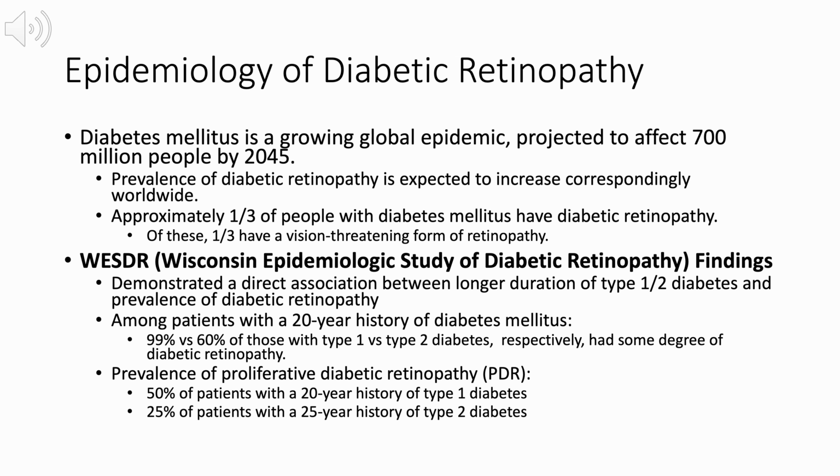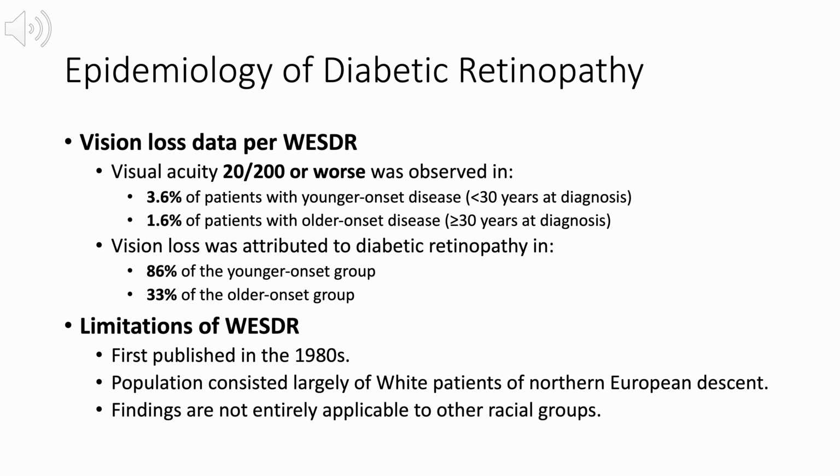Notice that pattern. Type 1 patients accumulate both more retinopathy overall and more proliferative disease, and they do so faster. Having established how common retinopathy is, the natural next question is how much vision it actually costs, and Wester gives us that answer as well. Visual acuity of 20/200 or worse, the threshold for legal blindness in the United States, was observed in 3.6% of patients with younger onset disease, defined as diagnosis before age 30, and in 1.6% of patients with older onset disease, diagnosed at age 30 or later.